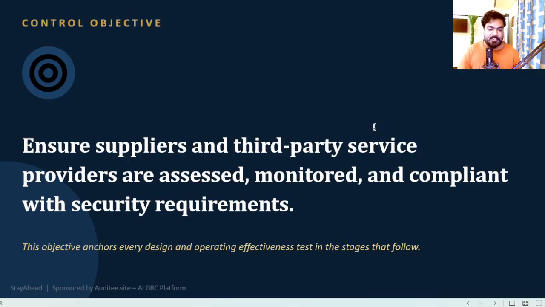Firstly, control objective. Here's the control objective in plain language: ensure that suppliers and third-party service providers are assessed, monitored, and compliant with security requirements. That single sentence is the anchor for everything that follows. Every design test and every operating test we run in this work paper exists to answer one question: are we actually doing that consistently for every vendor that touches our environment or our data?